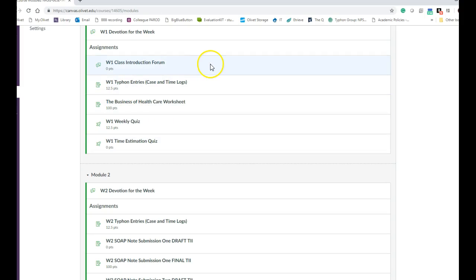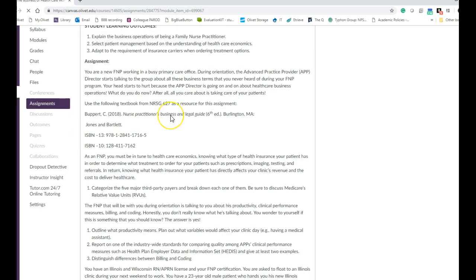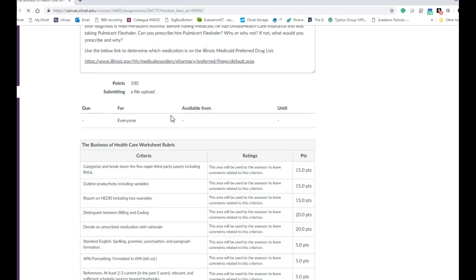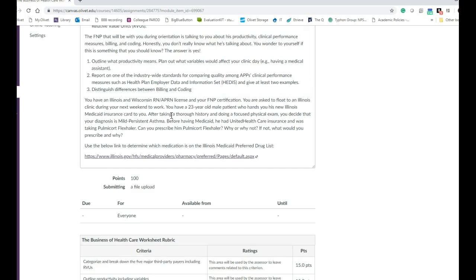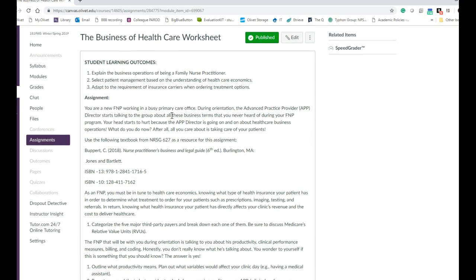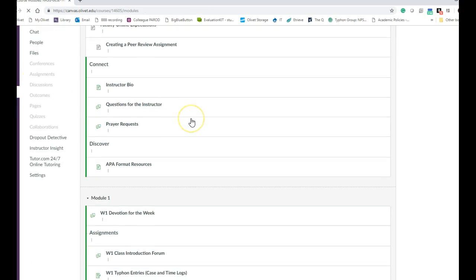classmates. We start out with the introduction form like we always do, and the Typhon entries. Now this is a little different. We have started a Business of Healthcare worksheet as one of the assignments. Make sure that you follow the rubrics, and so this one is a little different, a different assignment than what they may be used to.